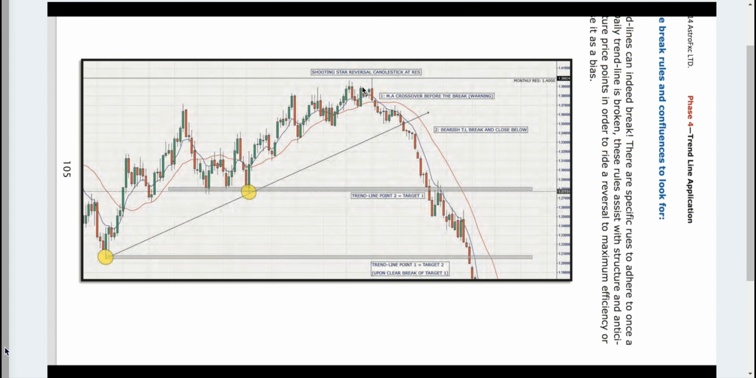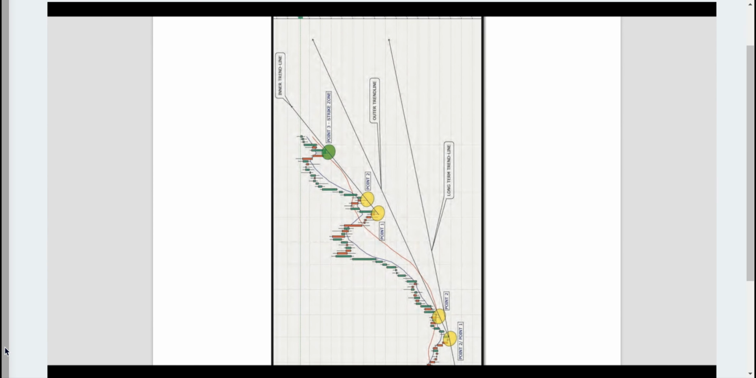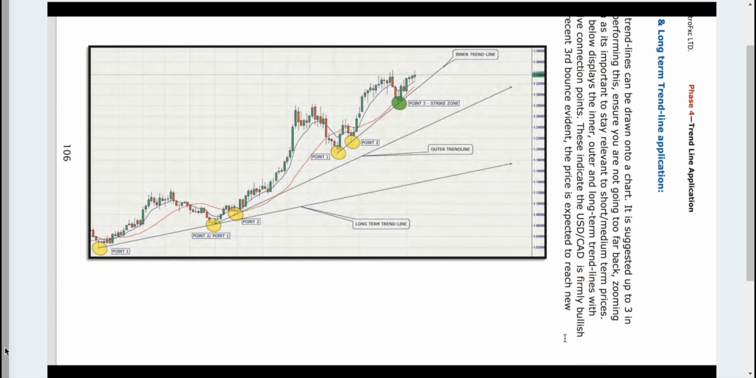Going back to the book, we've got again the MA crossover before the break, which is the best signal, the warning signal just here. Shooting star reversal candlestick at the resistance. So even though this was very choppy price action, it hit its head on a barrier, came down, broke the trendline. It remained below the moving averages as well. It smashed straight through target 1, came up to retest that here, and the moving averages stayed crossed to the downside. And then I didn't expect this one myself, but it actually broke straight through the secondary target as well. So it's quite straightforward, to be honest, these rules with a trendline break.